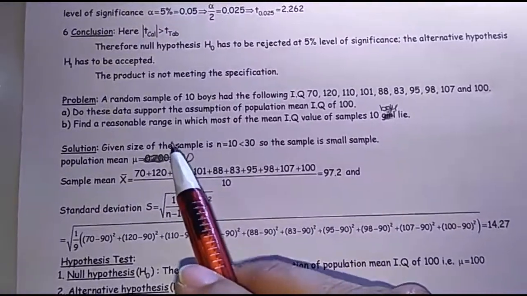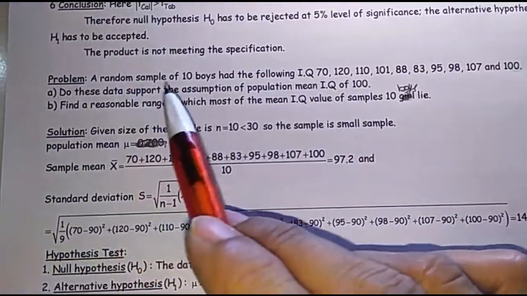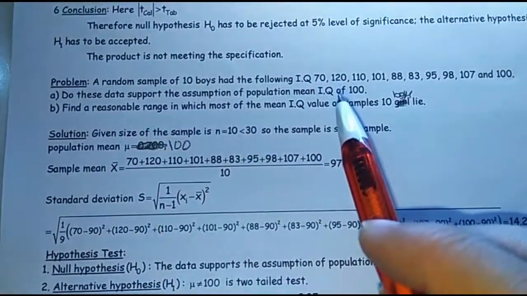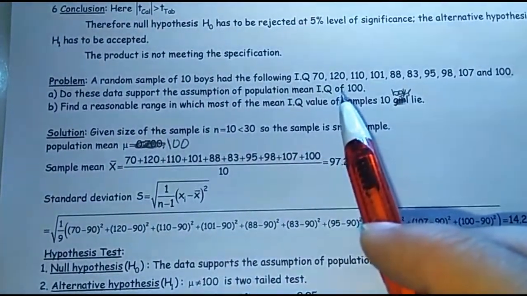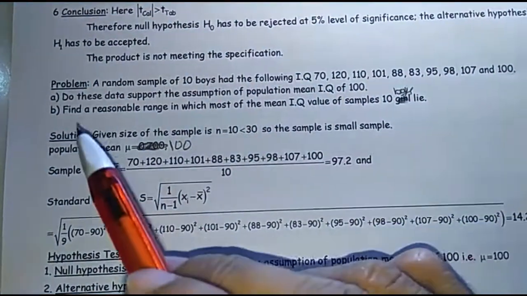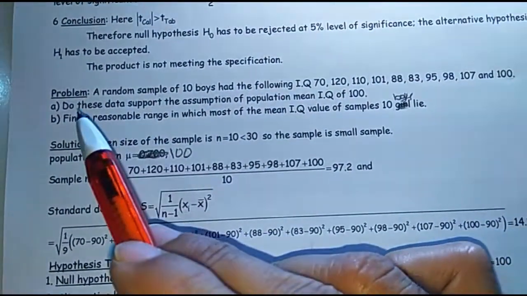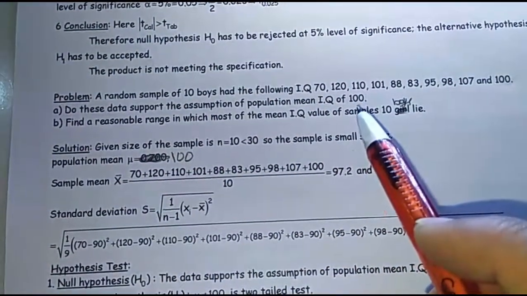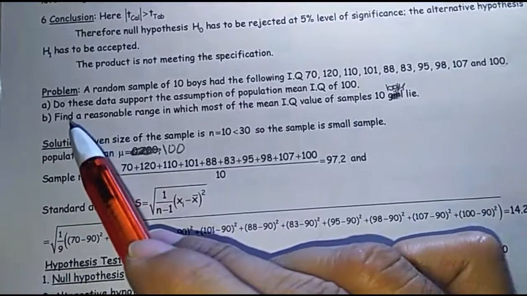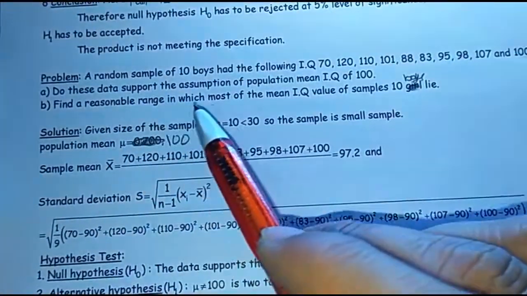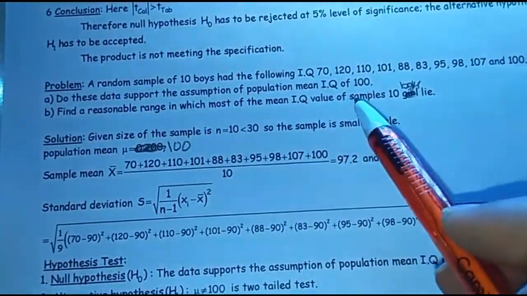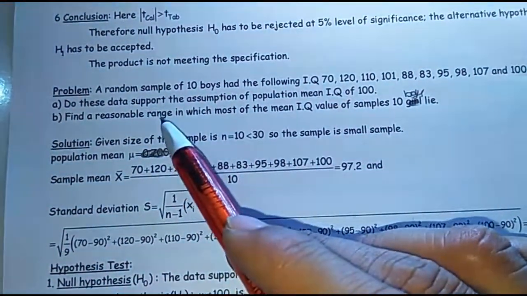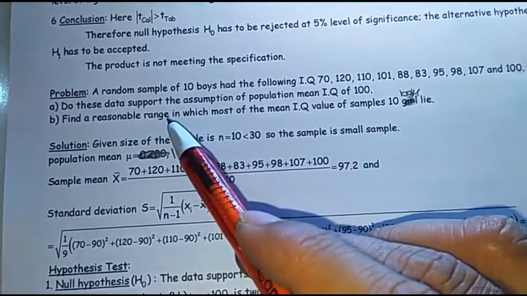Now, coming to the next problem. A random sample of 10 boys had the following IQ: 70, 120, 110, 101, 88, 83, 95, 98, 107 and 100. Now the first problem is, does this data support the assumption of population mean IQ 100? That is the testing hypothesis. Second one, find a reasonable range in which most of the mean IQ values of a sample of 10 boys lie. Reasonable range is nothing but the confidence interval.